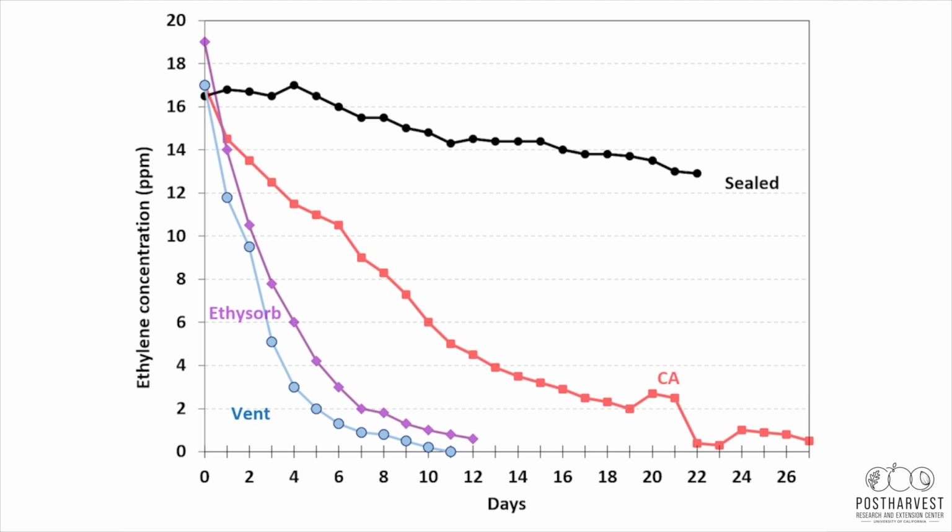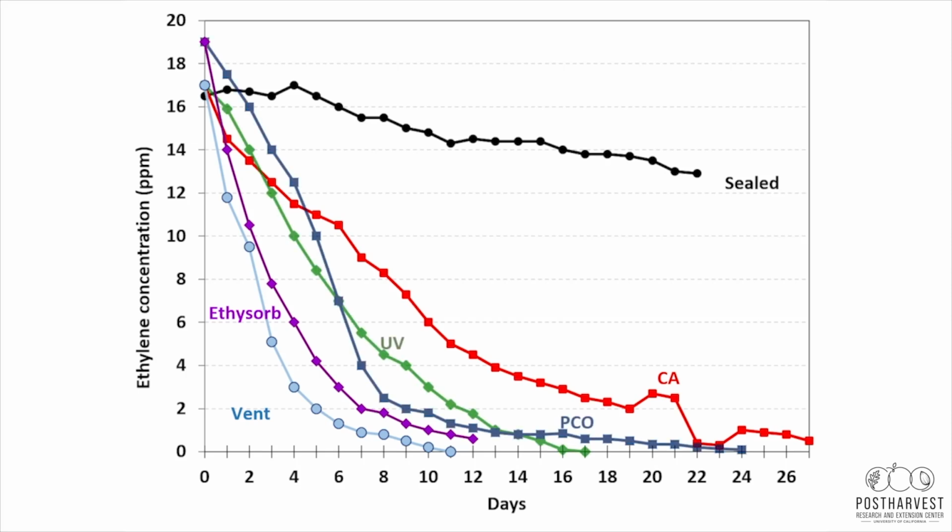So let's go to next and see other types of ethylene management. Ethisorb did quite well, but not as well as good ventilation. CA also went down. The amount of ethylene went down to almost 0, but was still worse than good ventilation. Similarly, UV again had an effect, but it took about 17 days to get to 0 compared to 11 for good ventilation. And photocatalytic oxidation took much longer, about 24 days. So you see, the most efficient way of reducing the ethylene concentration in a room is good air ventilation.